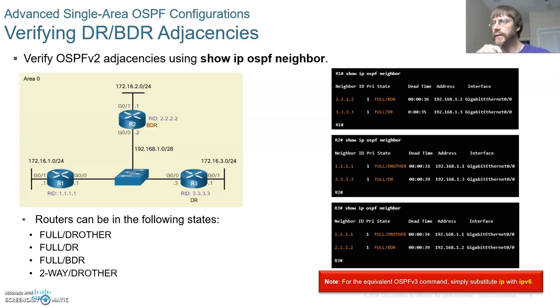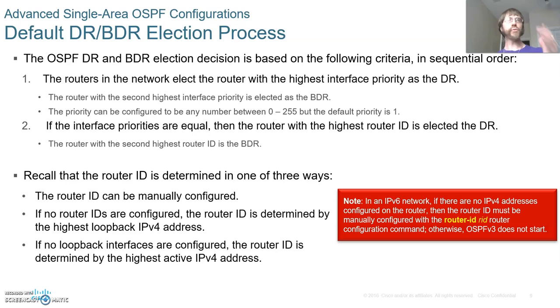Okay, and then the election process, as we've noted, works on the basis of two things: the stated priority on that interface, and the stated priority on that interface will take effect over the router ID. So if you want the device with the lowest router ID to win the DR election, you absolutely have to put a priority value on the interface facing into that network.